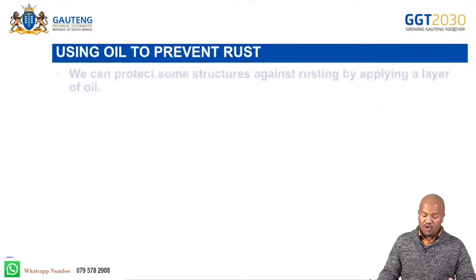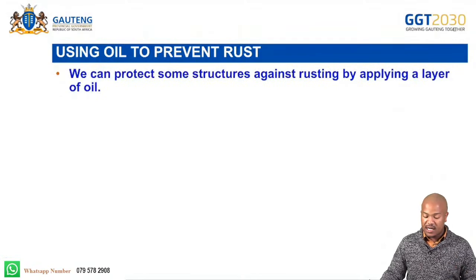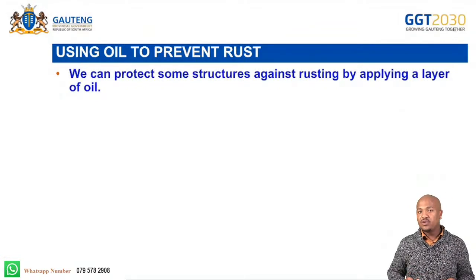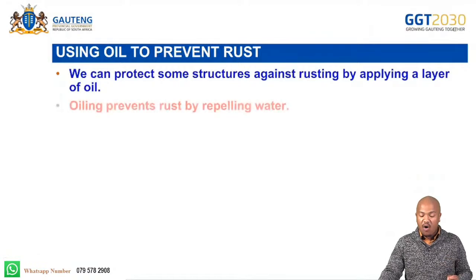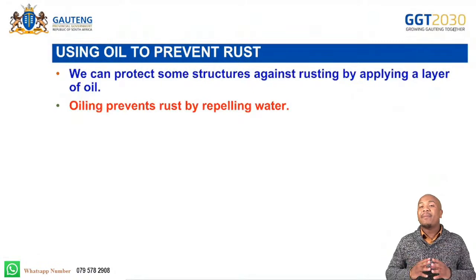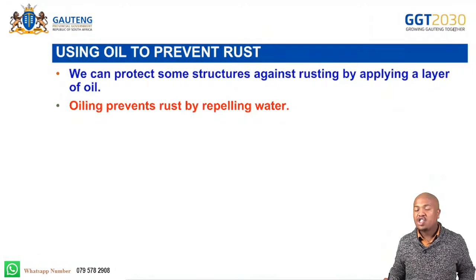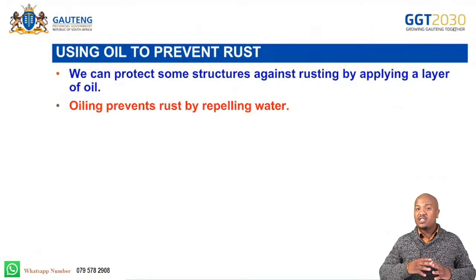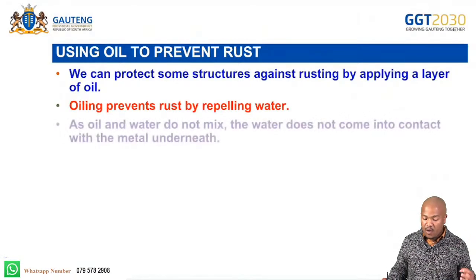Also, we can use oil to prevent rust, right? Now, you know the saying that oil does not mix with water, right? So we can protect some structures against rusting by applying a layer of oil, because oil prevents rusting by repelling water, by pushing the water away, right? So we can simply oil our objects so that the oil repels the water and the water does not come into contact with the iron, right?